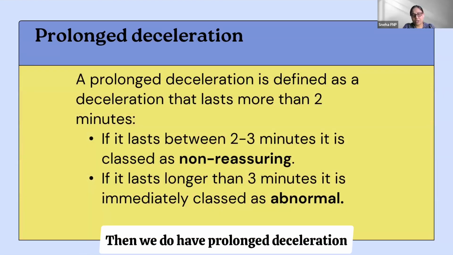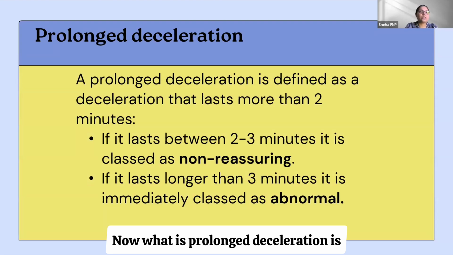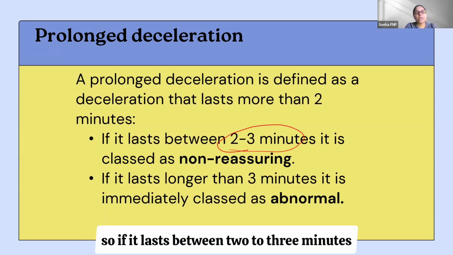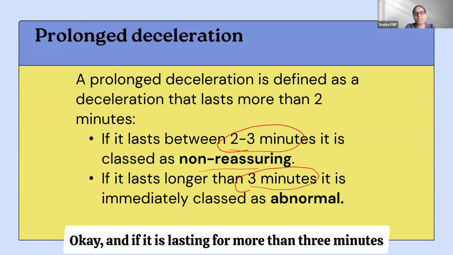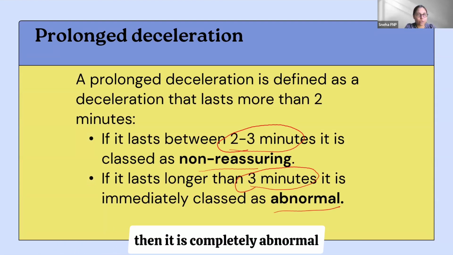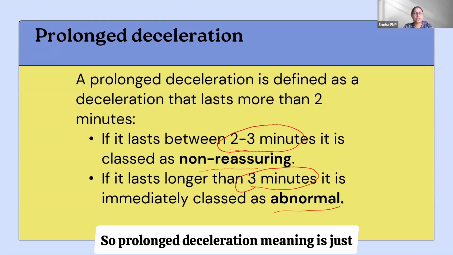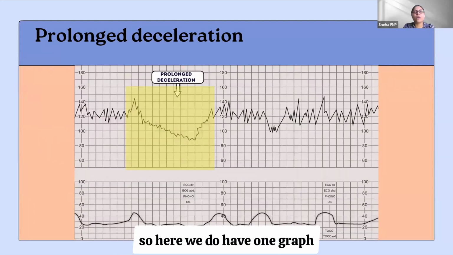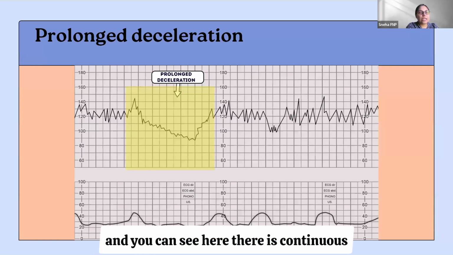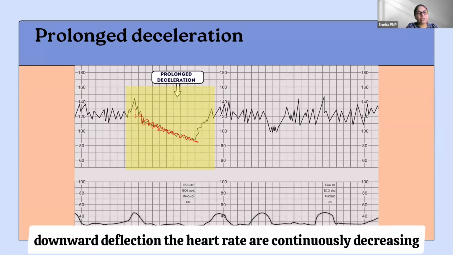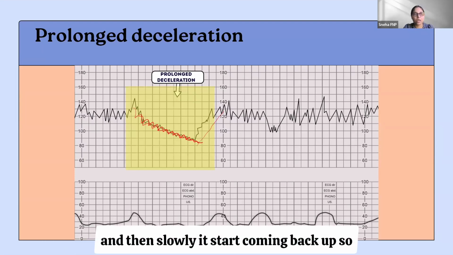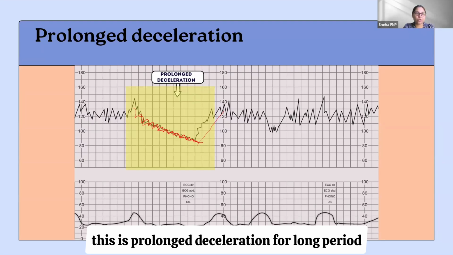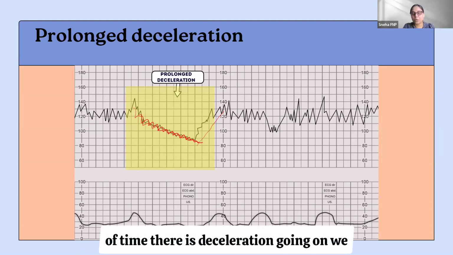Then we do have prolonged deceleration. If it lasts between 2 to 3 minutes, it is called a non-reassuring pattern. And if it is lasting for more than 3 minutes, then it is completely abnormal. So prolonged deceleration just means it's lasting longer. Here we have one graph, and you can see there is continuous downward deflection. The heart rate is continuously decreasing for a long period of time, and then slowly it starts coming back up.